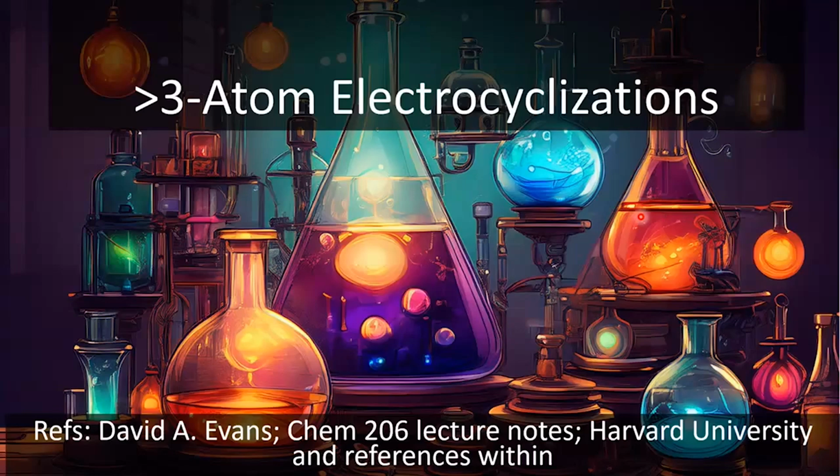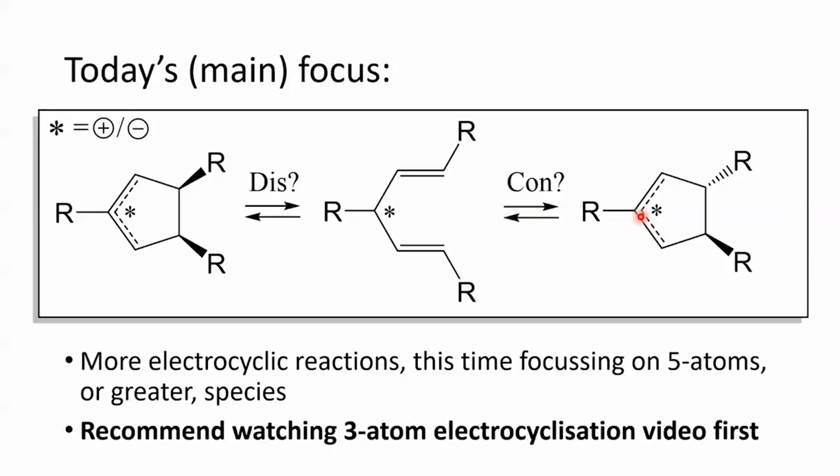We're going to continue our discussion on electrocyclizations, this time looking at systems with more than 3 atoms. So probably the main focus of today is going to be 5 atom species, looking at the 4 and 6 electron variants of those. We will also look at 6 atom species and 8 atom species as well, but not to the same extent. And just as a quick plug, if you haven't looked at the previous video, which looked at 3 atom electrocyclizations, I'd recommend doing that before watching this one, simply because it will cover a lot of the basics that I might gloss over here.